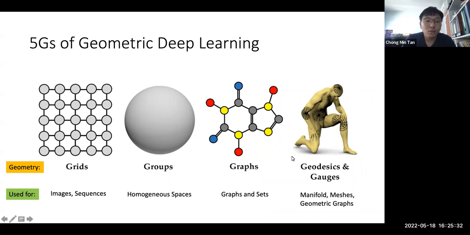Okay, so what are they used for? Like grids, basically they are used for stuff like images, because image data is like 2D pixels that are very suited to use on grids.